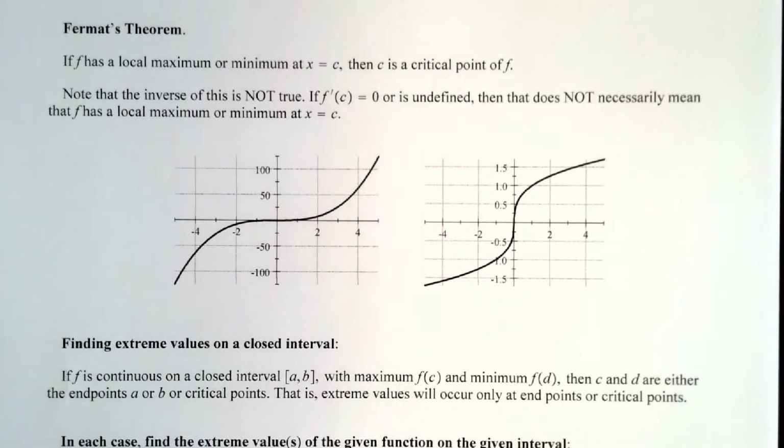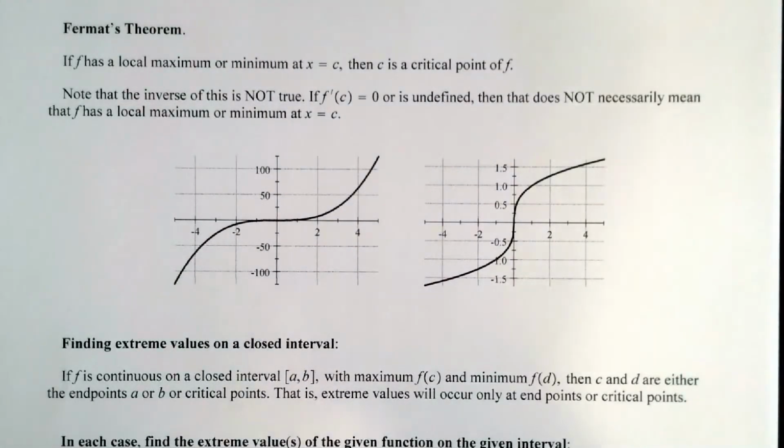This is not Fermat's last theorem, if you're familiar with that. That is something entirely different. But this is an important theorem for us nonetheless. If f has a local maximum or minimum at x equals c, then c must be a critical point. So we've been talking about critical points. So if we have a local max or min, it must occur at a critical point. But the inverse of this statement is not true.